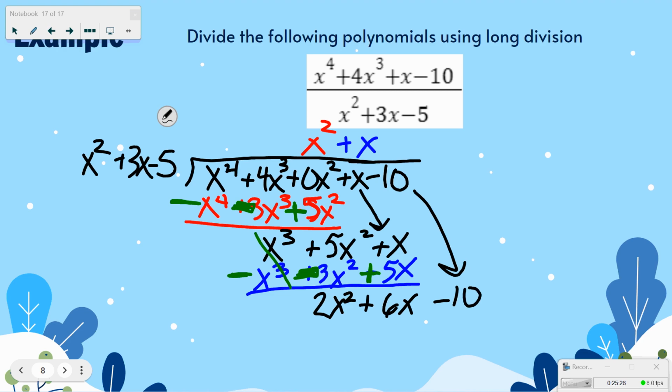And then what's my next term up top? 2. 2 times x squared gives me back 2x squared. And then I'll have plus 6x, and then minus 10. And what am I doing with these two? Great job, I'm subtracting, so switch my signs. Minus, minus, and now plus. And what's that going to become? 0. Great, what does that 0 mean?